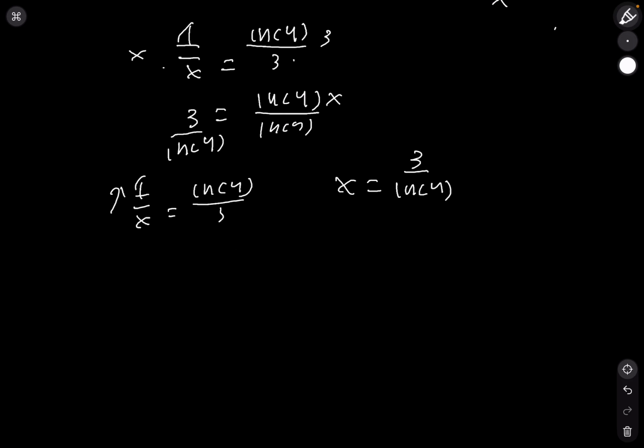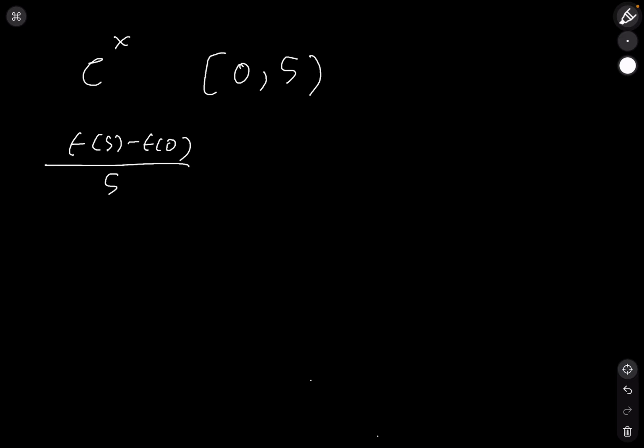Let's say we had e to the x. I'm just making these up. And from the domain of 0 to 5. From here, what we do is we just set it up again. f of 5 minus f of 0 all over 5. Because we can just subtract the 0, because anything minus 0 is just the same. So then from here, f of 5 is e to the 5 minus e to the 0, which is just 1, all over 5.